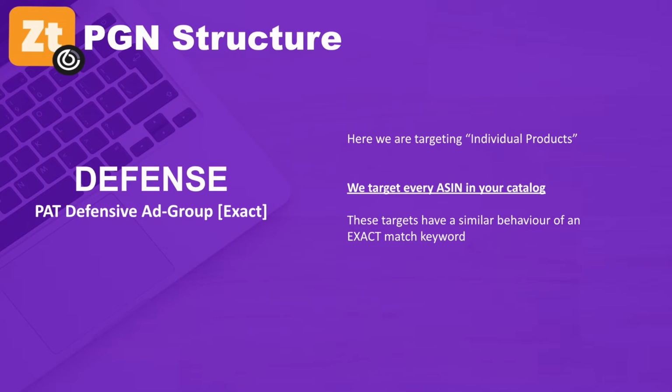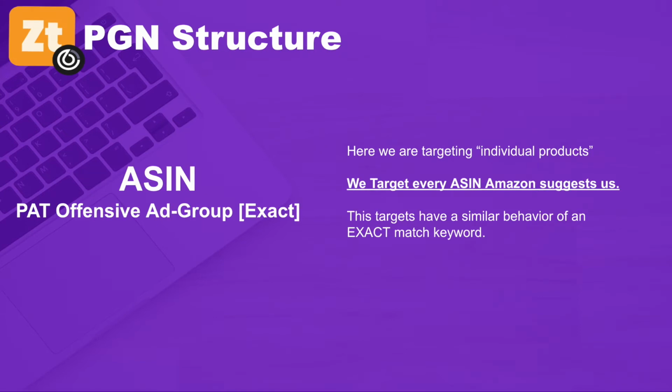Now let's discuss the ASIN ad group within the PAT campaign. This is offensive. Unlike before, with the defense ad group we defend our listing and retain as much traffic as possible in our own brand. Now we can go about attacking other ASINs, and this is the goal of the ASIN ad group. Within the ASIN ad group we're going to target the top 200 listings that Amazon's API tells us your product is relevant to, and these are also exact matches, similar to an exact match.